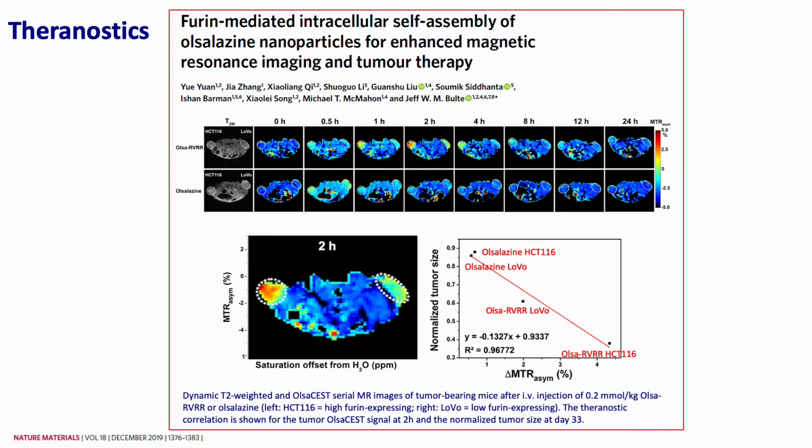that generated CEST contrast. And this is work done by Jeff Bulte and his colleagues, and shows that you can clearly see this high CEST contrast in this high furin expressing tumor compared to low CEST contrast in this low furin expressing tumor. So the high furin expressing tumor showed this really significant accumulation of this anti-cancer agent. And so this is an example of CEST contrast detected furin-dependent theranostics.